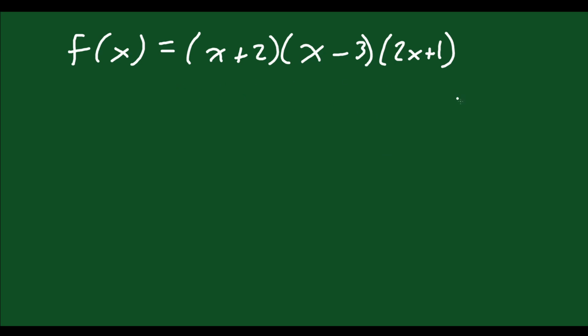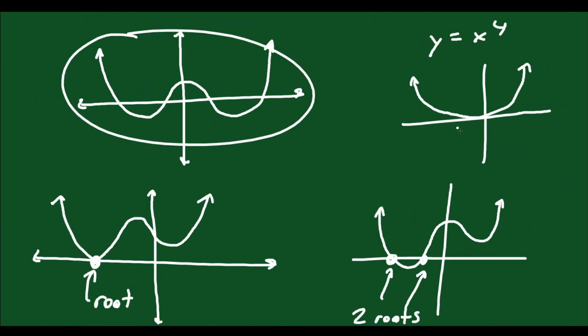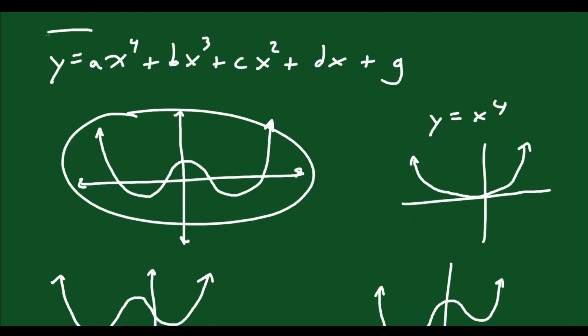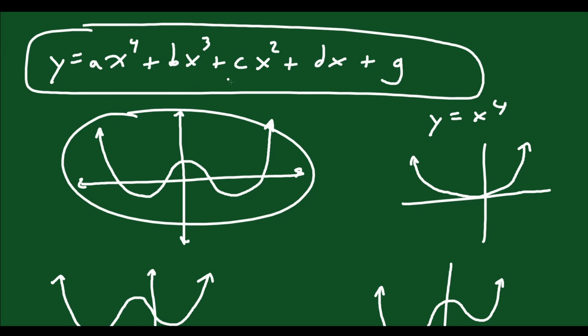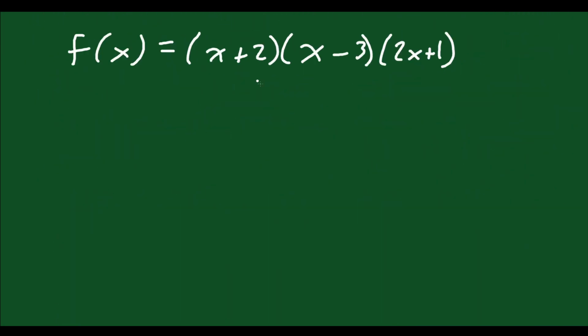So in the last couple examples, I've been giving you equations that are in standard form. Like this one up here, for example, this is in standard form, right? But now we're being given it in factored form, which is ideal because if something's in factored form, we can go ahead and find the roots, right? You set each of these brackets to 0. So you get x equals negative 2, x equals 3, x equals negative a half.